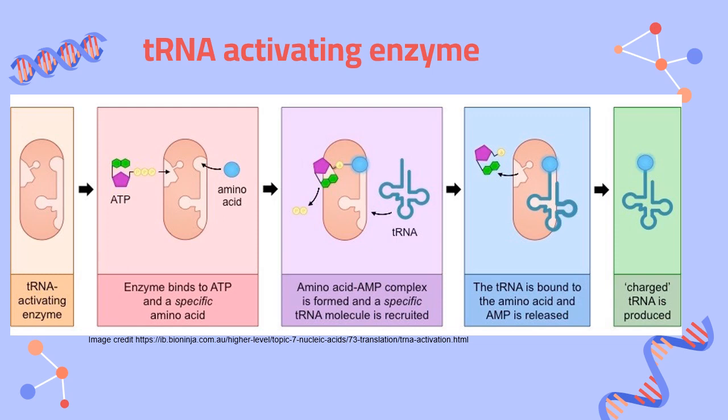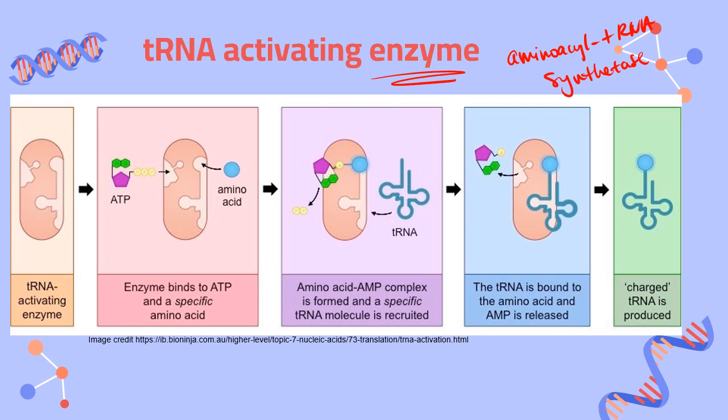Different transfer RNA molecules with different anticodons carry different amino acids. And so it's super important that we bind the correct amino acid to the correct transfer RNA. We have lots of enzymes known as transfer RNA activating enzymes that make this happen. We can also sometimes call them a slightly fancier name, aminoacyl tRNA synthetase. I prefer tRNA activating enzyme because it helps me remember what its job is.